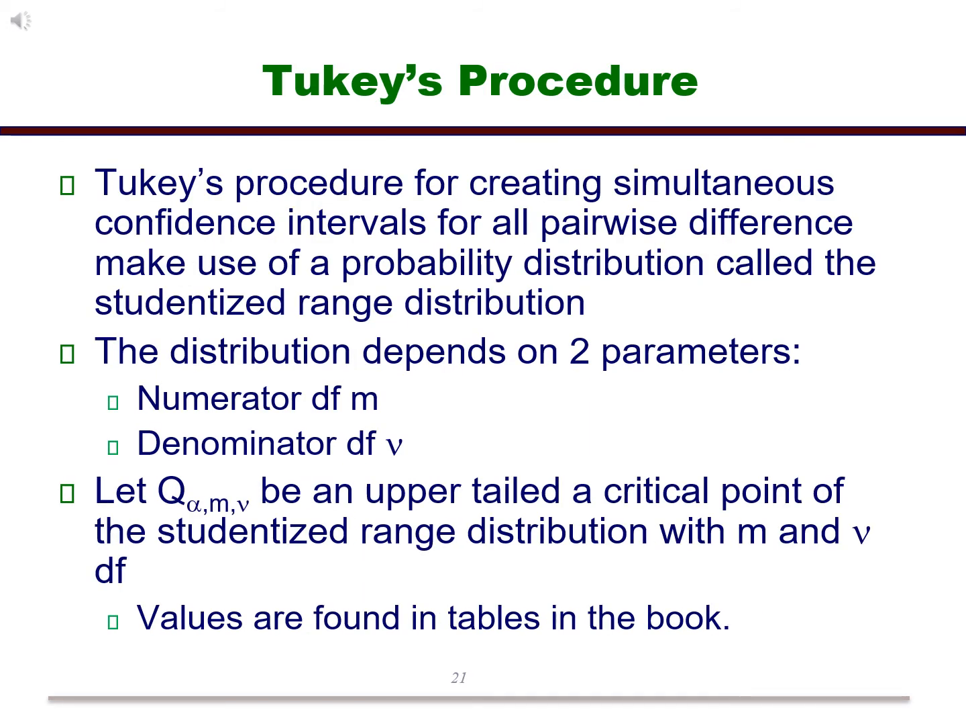Tukey's procedure for creating simultaneous confidence intervals for all pairwise differences makes use of a probability distribution called the studentized range distribution. The distribution depends on 2 parameters, numerator degrees of freedom m and denominator degrees of freedom n. Let q of alpha at m and n be an upper-tailed critical point of the studentized range distribution with m and n degrees of freedom. These values can be found in tables in the back of the book.